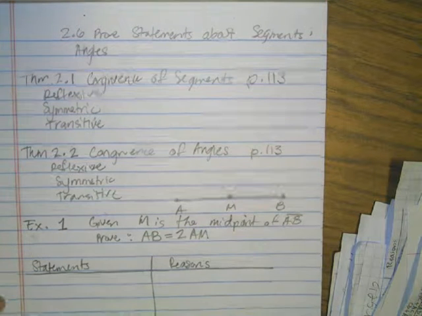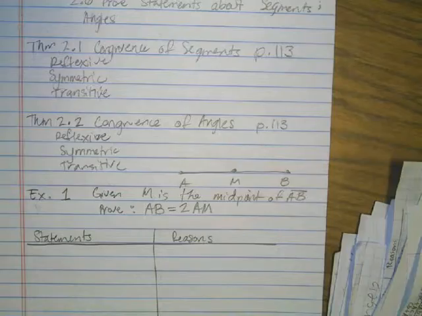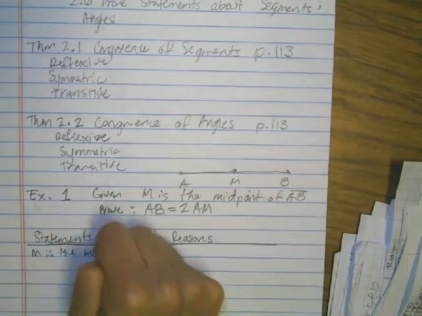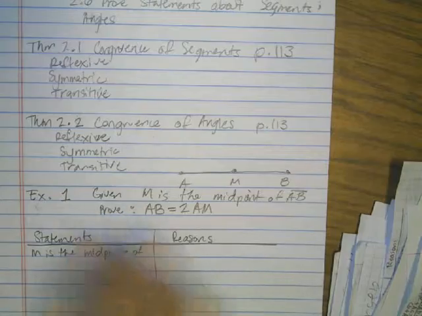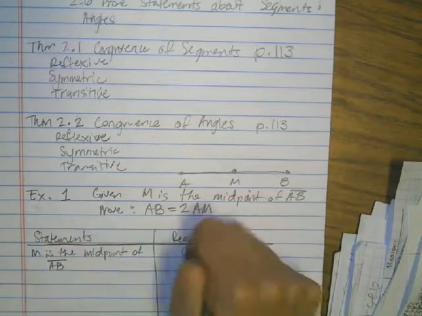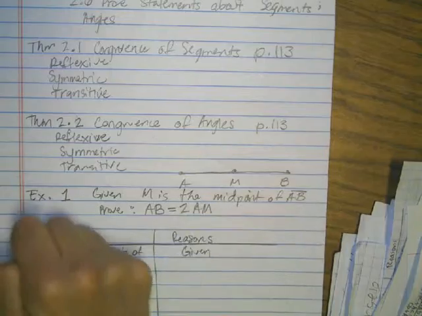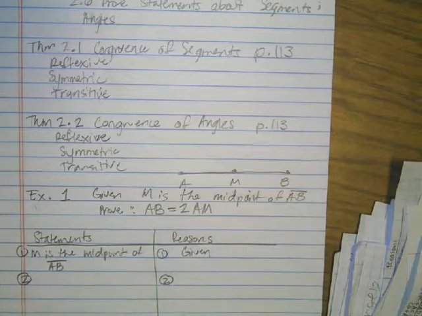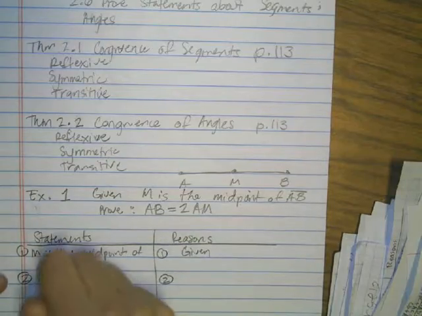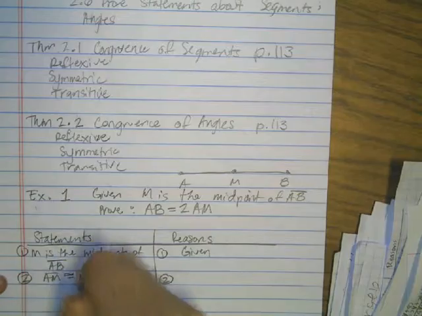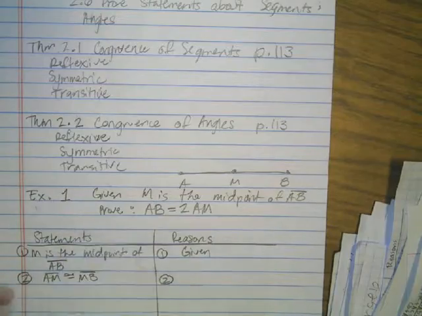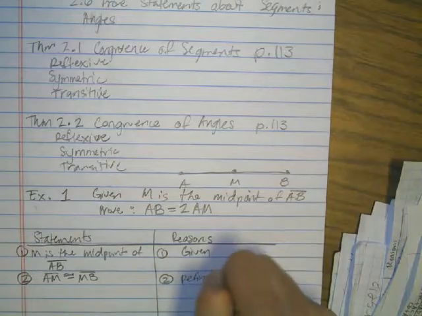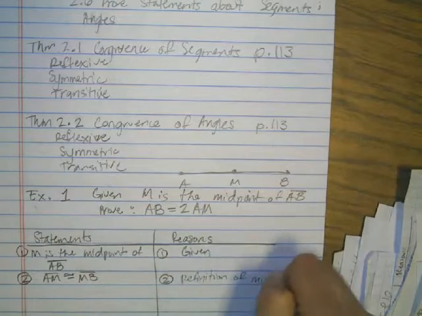So the first statement is always going to be the given. So, M is the midpoint of AB. And we can write given. So that's step 1. Step 2. AM is congruent to MB. I can say that because the definition of a midpoint says that those two are congruent. So definition of a midpoint.